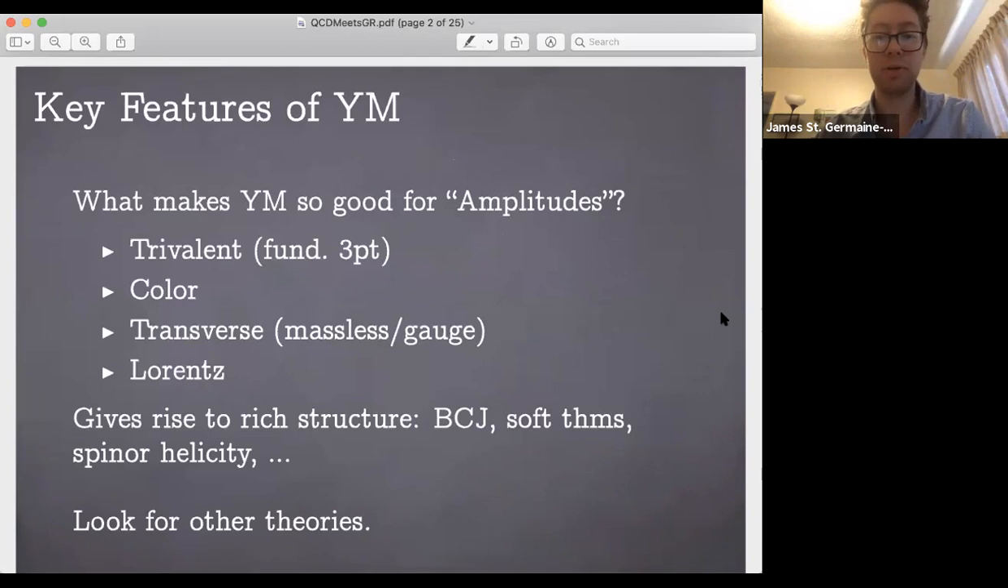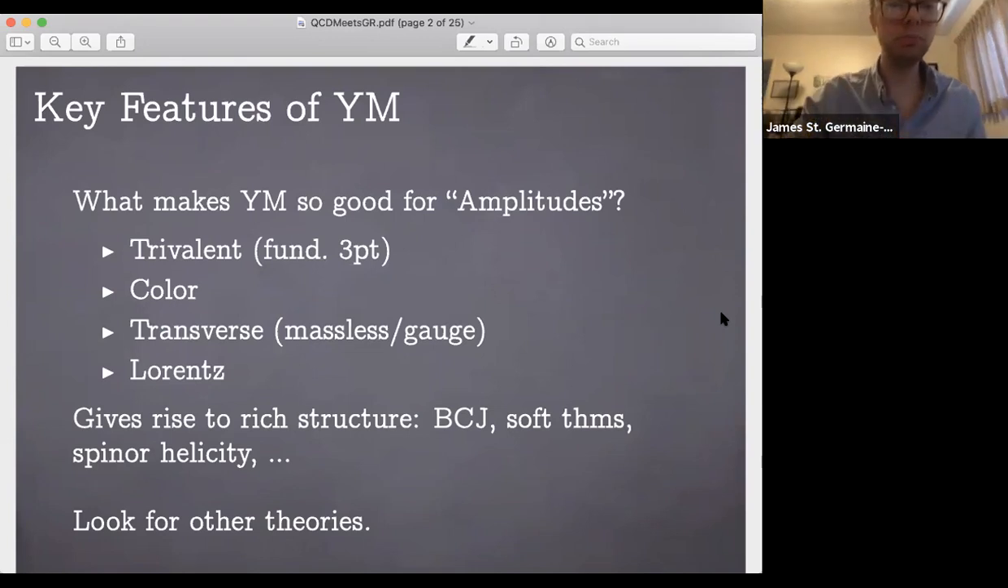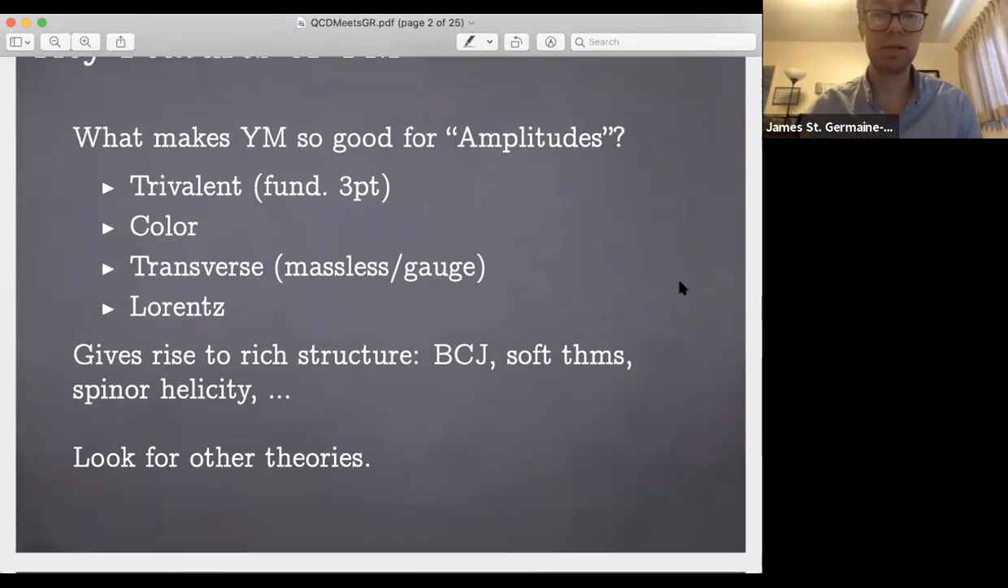Okay, so before going to fluids, I just want to take a step back and think about why Yang-Mills plays so nicely with amplitudes. I think it's more or less because Yang-Mills has four really excellent properties for amplitudes. You could name more, but certainly these four are super important. The first is that Yang-Mills is fundamentally trivalent. All the basic interactions are 3-point. Yang-Mills is colored. The waves are transverse or massless or gauge invariant, however you want to think about it. Turns out transverse will be the idea that generalizes best. And of course, Yang-Mills is Lorentz invariant.